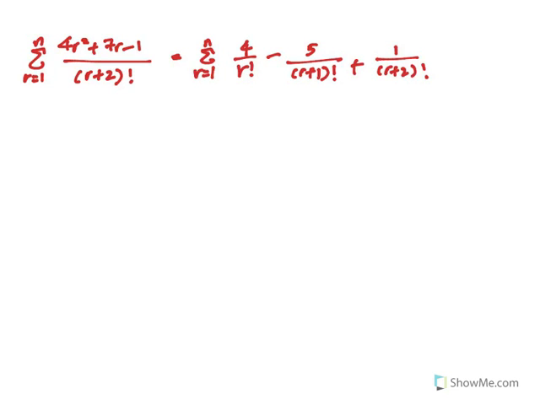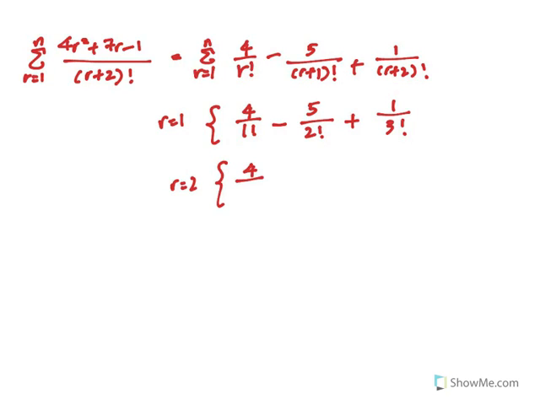Do you suspect anything? In sequences and series, when you have a difference between two or three terms, you can suspect that you are using the method of difference. The common strategy is to write out the first few terms. Let r equals 1, for example: you will have 4 over 1 factorial minus 5 over 2 factorial plus 1 over 3 factorial. Next, r equals 2: you have 4 over 2 factorial minus 5 over 3 factorial plus 1 over 4 factorial.